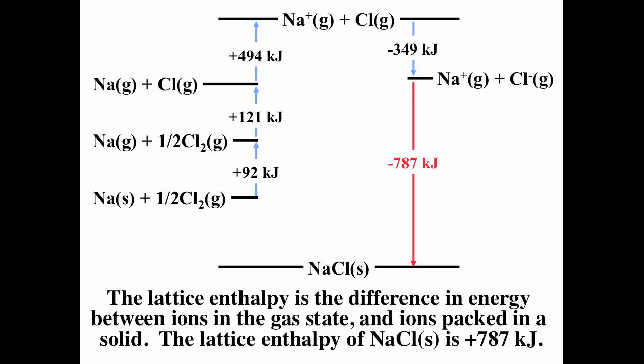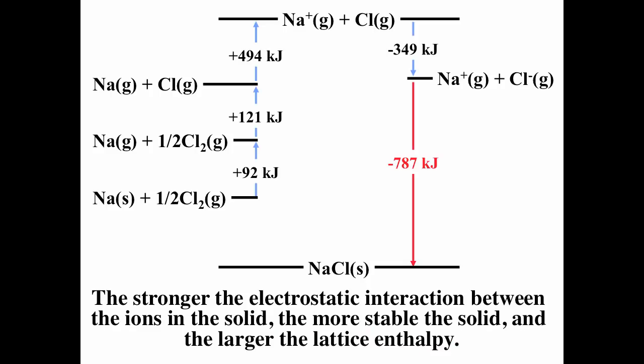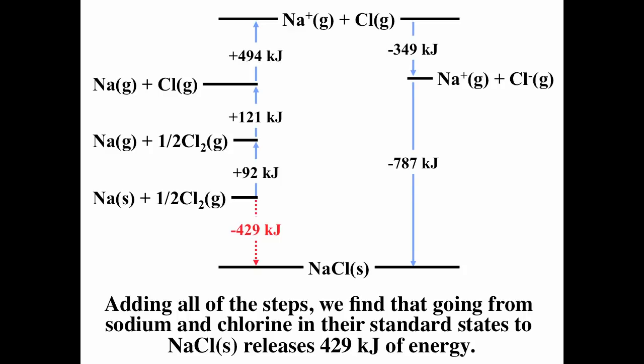Now, the lattice enthalpy is defined as the energy to go from the solid to the gaseous ions. And so lattice enthalpy is always positive. The lattice enthalpy for sodium chloride is 787. But in this diagram, we're going from the ions to the solid, and so it's depicted as a negative number. The stronger the electrostatic attraction between the ions in the solid, the more stable the solid, and the larger the lattice enthalpy. And so if we add up all these steps, we see that to go from the sodium and chlorine in their standard states to sodium chloride solid releases 429 kilojoules of energy.